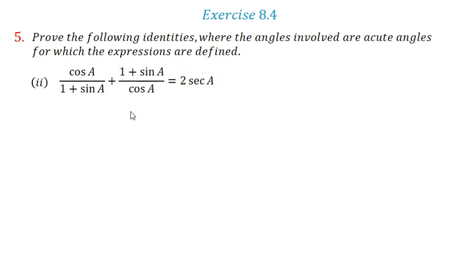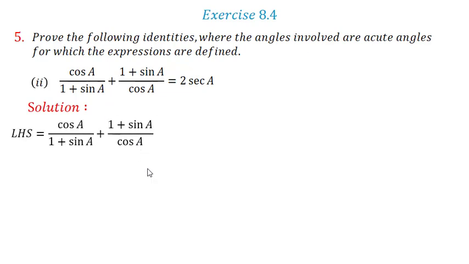Okay, second question is cos A upon (1 plus sin A) plus (1 plus sin A) upon cos A is equal to 2 sec A. Now here, as the left hand side is a little complicated and the right hand side is compact, better to start from the left hand side. Now here let us first cross multiply.